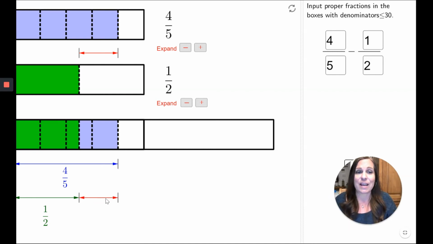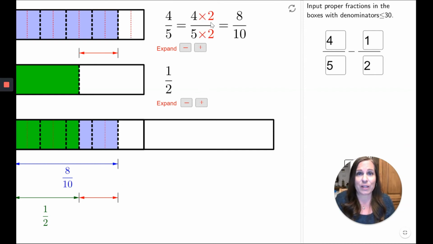And you can see that the difference, or the gap that's missing, is this red double-sided arrow, I guess you can call it. This is the piece that's missing. That's our difference. That's what we're looking for. We know that our common denominator is 10. So I can multiply 4/5 by 2 on the top and bottom to make it 8/10.